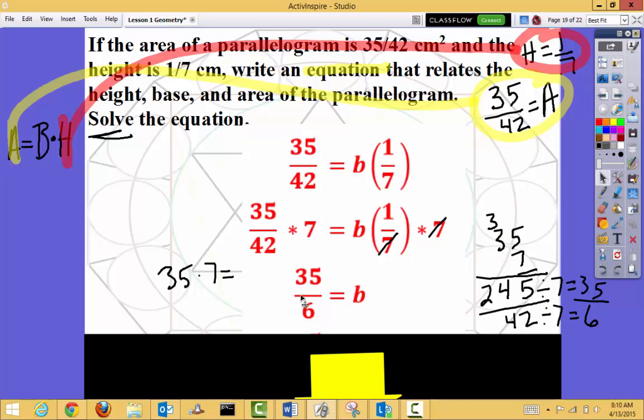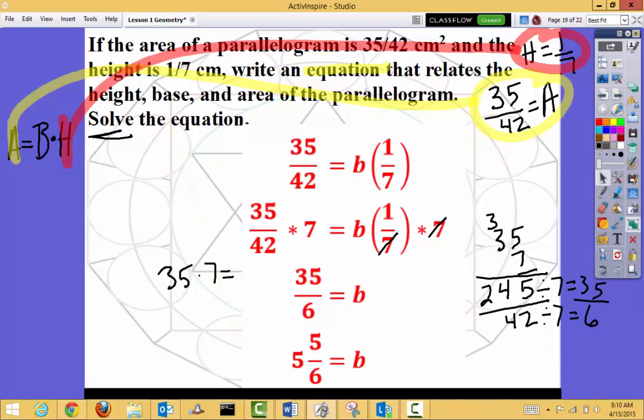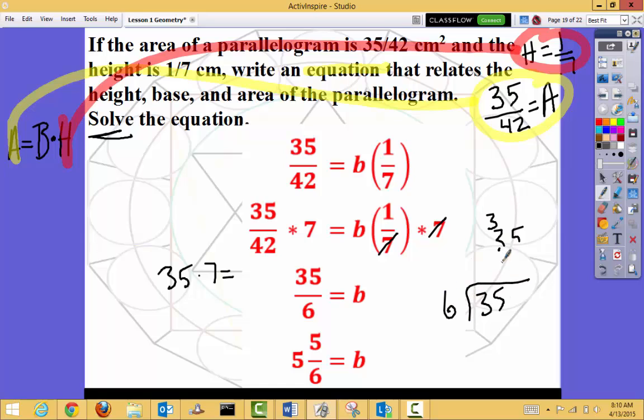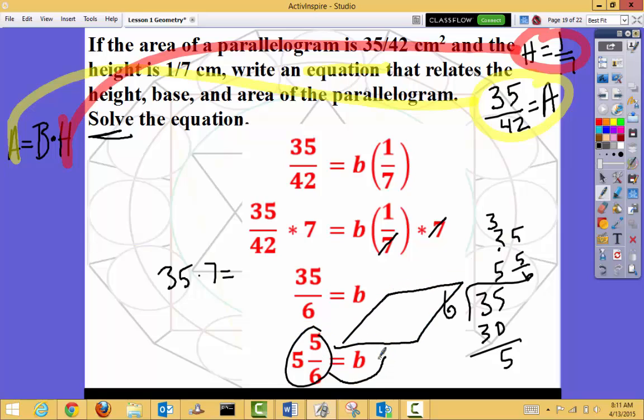Then I just need to change this improper fraction to a mixed number. If you don't remember how, here's a short review. 35 divided by 6 goes in 5 times. The remainder of 5, so 5 and 5/6. Alright, so that is how long the base would be if I had a parallelogram. So if my parallelogram looked like this, this part right here is its base or its length.